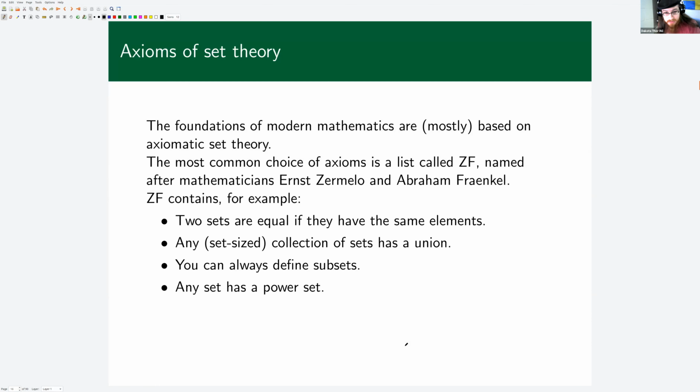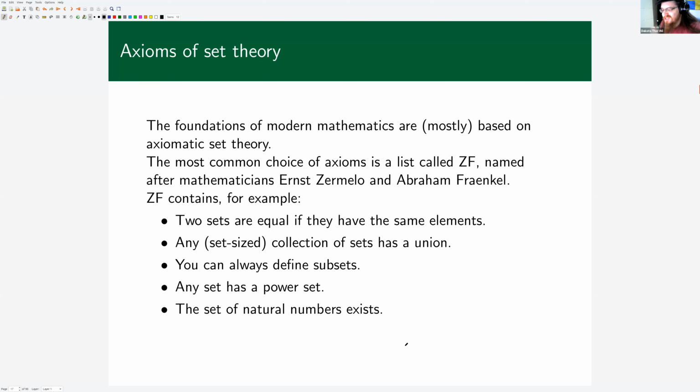Any set has a power set. Pretty basic stuff here. You need at least one axiom that says something exists. And the one that we usually take is just the set of natural numbers. Any infinite set would do, honestly. But the set of natural numbers is sort of the most canonical infinite set in some sense.